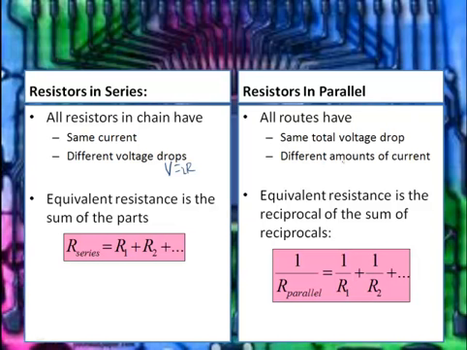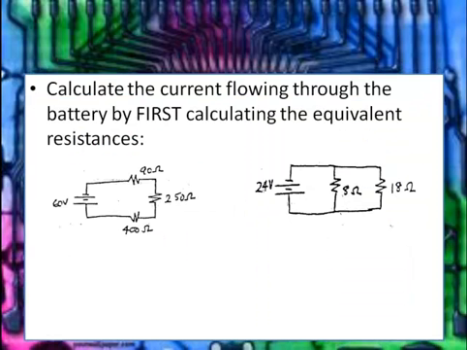Now, when you've got them in series, finding the equivalent resistance is very simple. You just add up the resistances. We did that in that last example: 8 plus 12 was a total of 20 ohms. When they're in parallel, you actually add up their reciprocals. That gives you the reciprocal of their resistance, so take the reciprocal of that, and that is your resistance in parallel. So let's do a few examples.